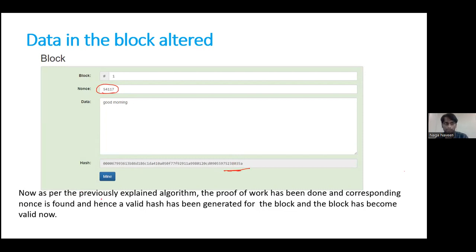See, now as previously explained in the algorithm, the proof of work has been done and the corresponding nonce is found, and hence a valid hash has been generated for the block and the block has become valid now. I hope this is clear for you all. Right. So let me go to the next slide.